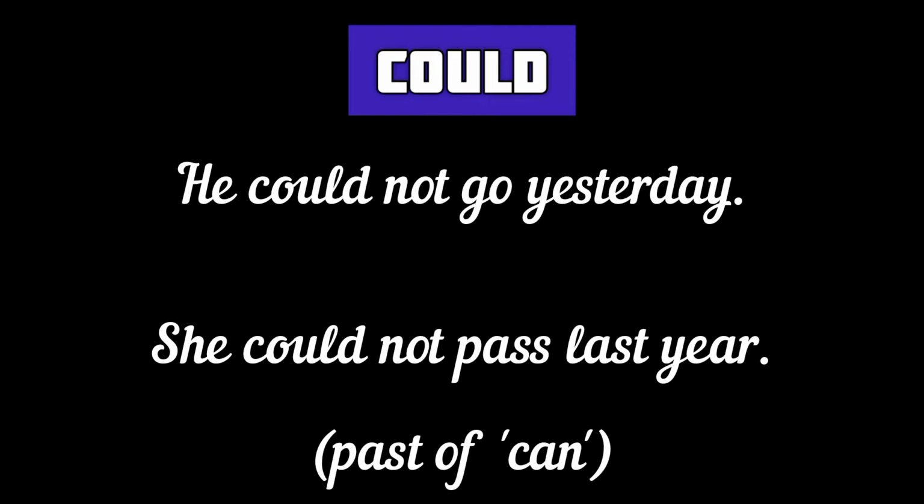For example, he could not go yesterday. It means he was not able to go yesterday. He did not have the ability to go yesterday. She could not pass last year, which means she did not have the ability to pass last year. She was not able to pass last year. So could is showing past ability or its absence in these examples.